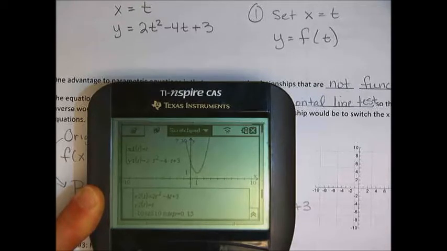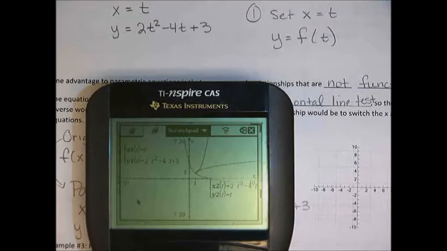And I'm going to change my t-step to 0.1 because that's what I saw was used as a default. And there I can see that I was able to graph the inverse with one parametric equation, and that it is a reflection over the line y equals x, and that is the inverse relation for my parabola.